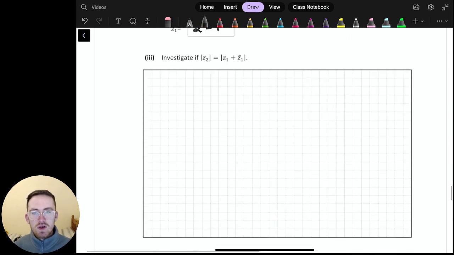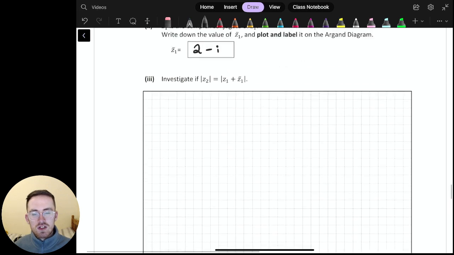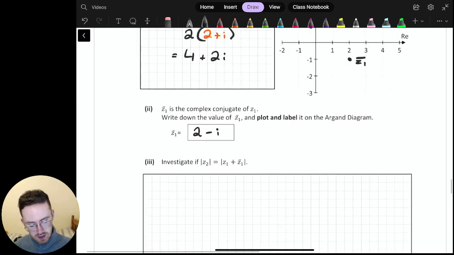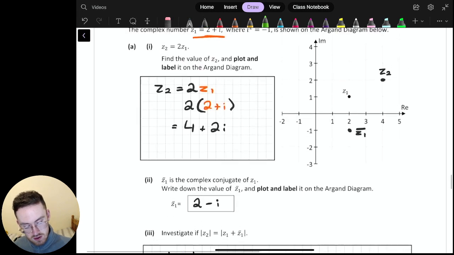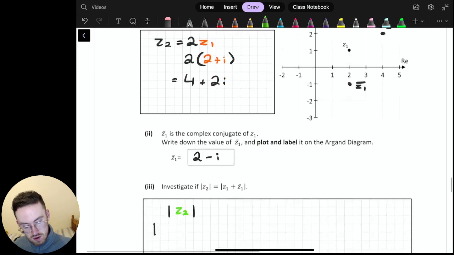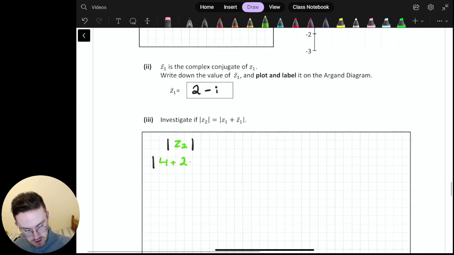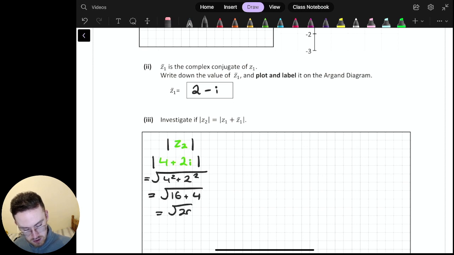Investigate if the modulus of z2 is equal to the modulus of z1 plus z1 conjugate. Remember again, let's start with the modulus of z2. We can rewrite that using the full name. Instead of z2, we're going to say 4 plus 2i, the one we found in the first part, and we know that that is the square root of 4 squared plus 2 squared, so the square root of 16 plus 4, the square root of 20.